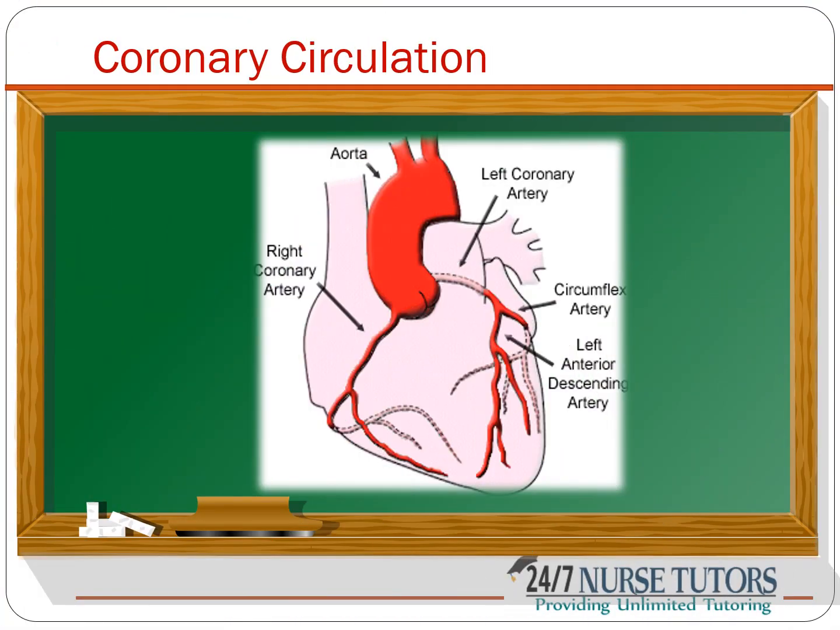Please look at the picture on the screen as we talk about coronary circulation. The coronary arteries branch off at the base of the aorta. There is the right coronary artery, which supplies the right atrium and right ventricle. There is the left coronary artery, which branches into the circumflex artery and the left anterior descending artery. The left anterior descending artery supplies the anterior wall of the left ventricle, and there is also the circumflex artery, which supplies the posterior portion of the left ventricle.